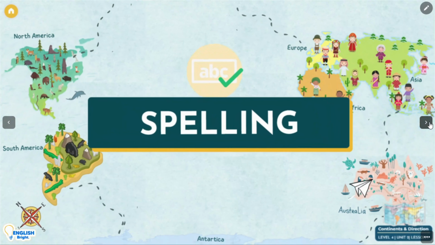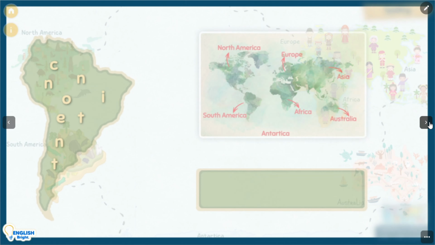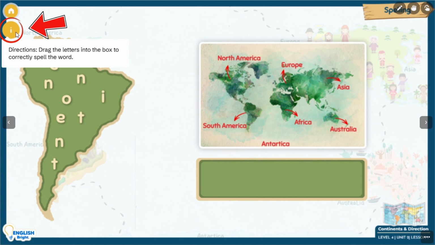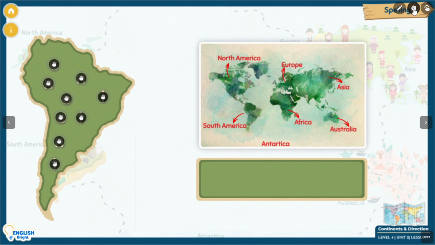For the spelling slide, students will practice spelling the words from the lesson by dragging letters. Use the tooltip for instructions and the hand button to locate draggable letters. Complete the first word, then continue with the rest.